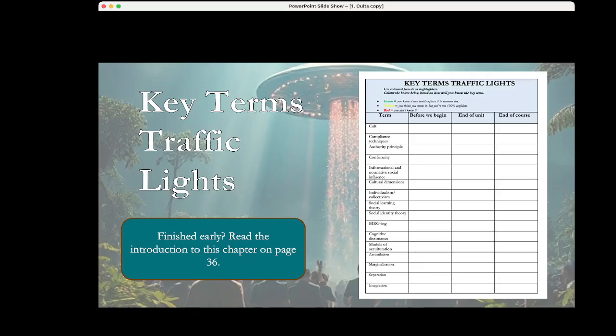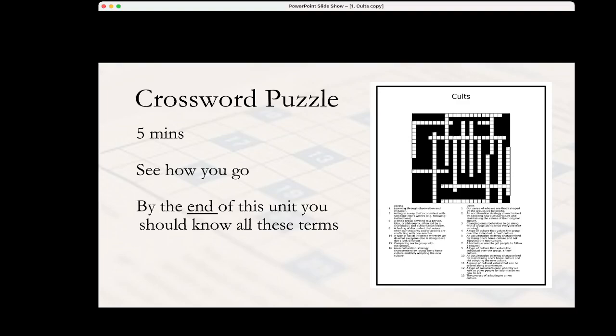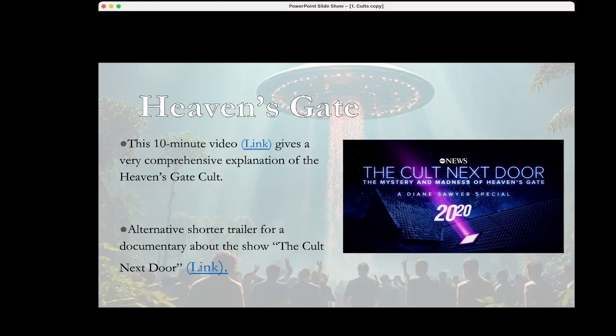Like every unit, I like to start with the key terms traffic lights and the crossword puzzle. I always remind the students, hey, you're not expected to know this stuff now, but by the end of the unit you should. Now, full disclosure, I knew nothing about Heaven's Gate before I wrote this chapter, or about Jonestown really, or much about cults. It wasn't really a thing that interested me. There's one really good, I think it's 3-episode series I put in the unit plan, The Cult of Cults, if you're interested in watching it.